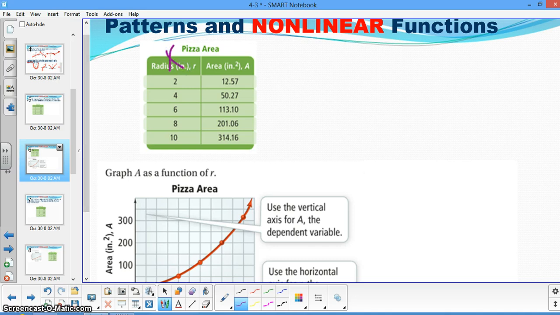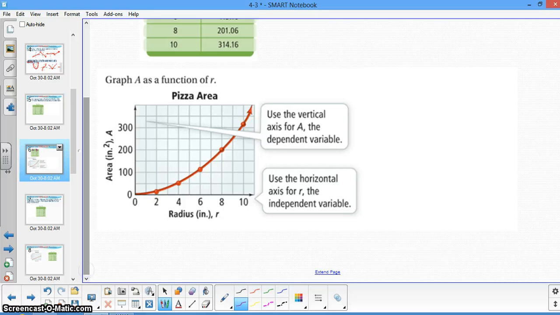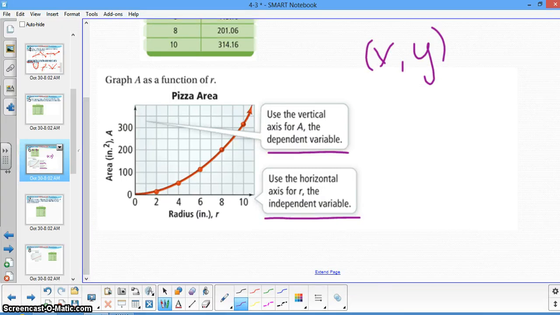Now, first, in your table, the r should not confuse you. It is your x value, and the A, the area, is your y value. The x-axis always is your independent variable, and the y-axis is your dependent variable. Once you take a look and graph your coordinates, keep in mind x and y values are coordinates, you will get a line that is curved. It is nonlinear.